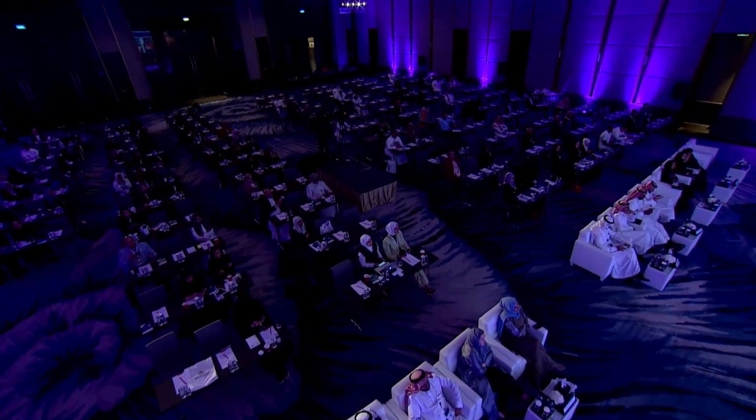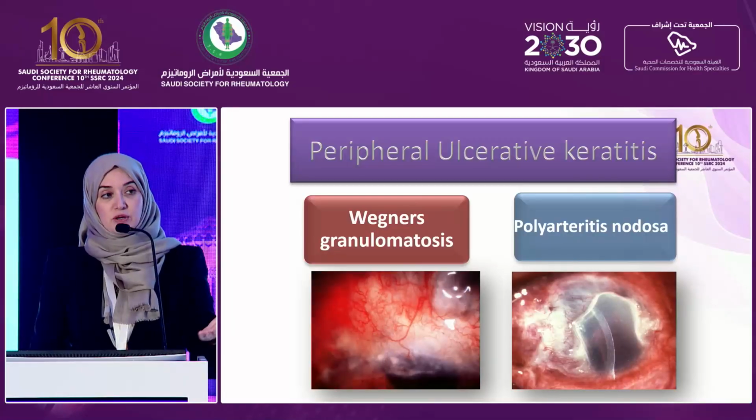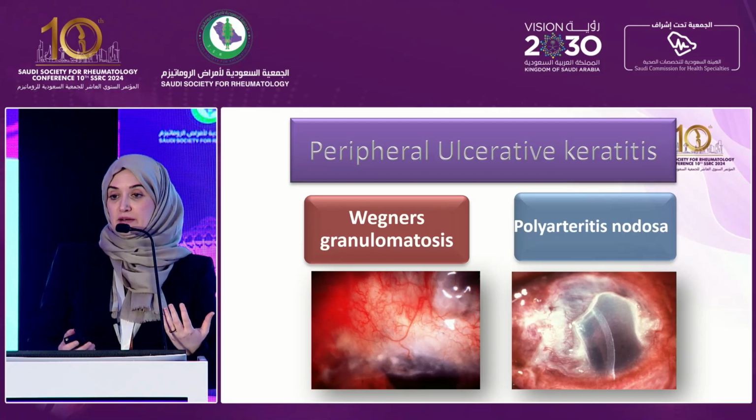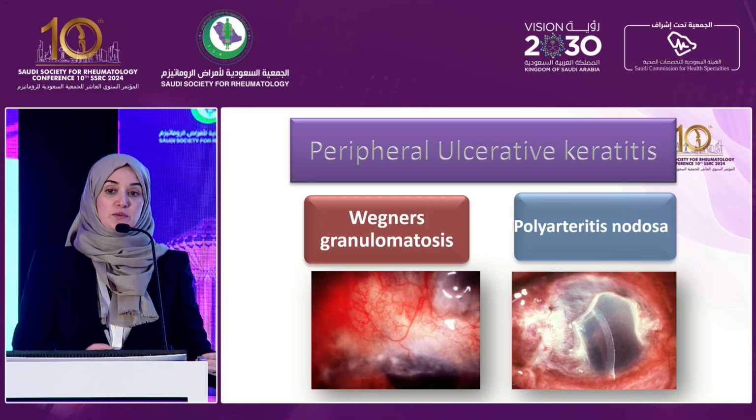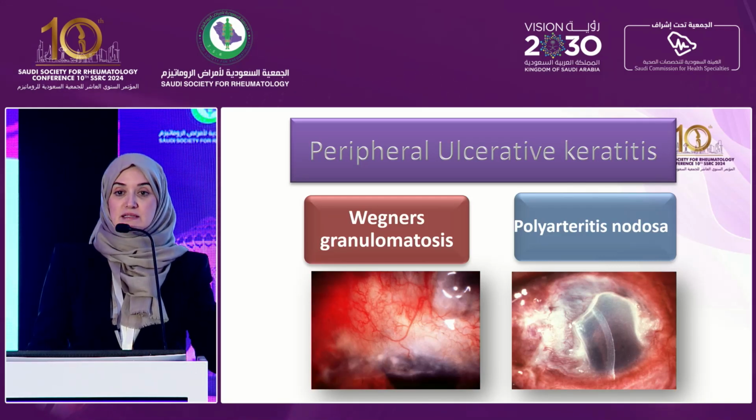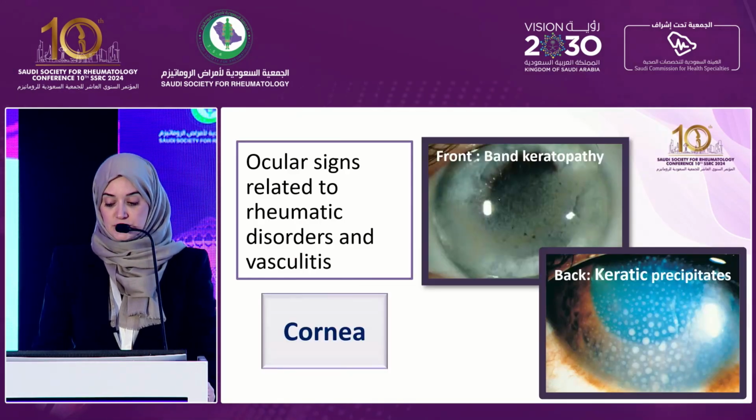This is how it looks like with Wegener's, and on the other side is polyarthritis nodosa. And you can see they are too similar. So as an ophthalmologist, I only have a differential. I have a sight-threatening condition, which I need a rheumatologist to help us find the diagnosis or the underlying cause.